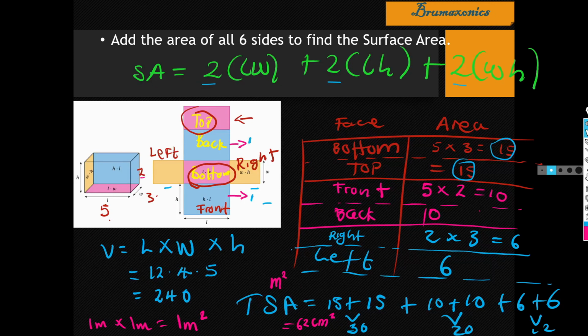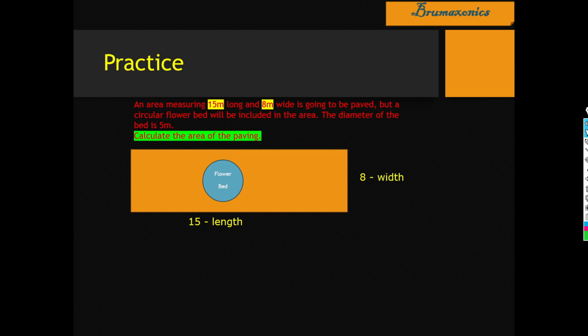So now I want you to pause the video and complete this particular question, and then I will continue with the solution after. So an area measuring 15-meter long and 8 wide is going to be paved. We are going to pave this area, and we know that there is a circular flower bed which is actually included in the area of the pavement. So now we should check the diameter of this particular flower bed.